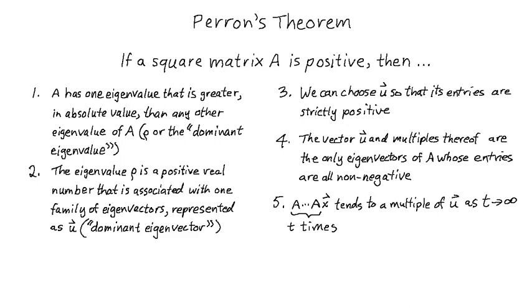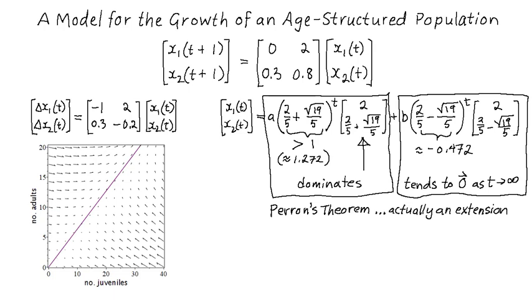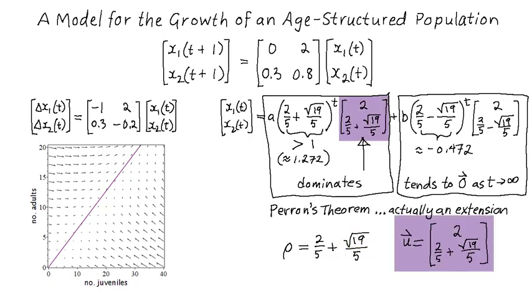As I said, these consequences of Perron's theorem can be seen in the previous example. Let's briefly return to that example to see what I mean. We see that the matrix from our age-structured model had two eigenvalues, and, in keeping with Perron's theorem, the absolute value of one of those eigenvalues was greater than that of the other. In addition, the eigenvalue that has the greatest absolute value is itself a real number, it's positive, and it's associated with an eigenvector whose entries can also be made to be positive.